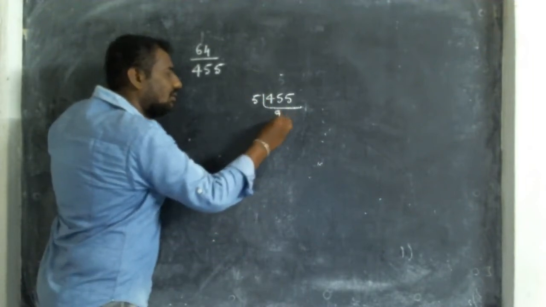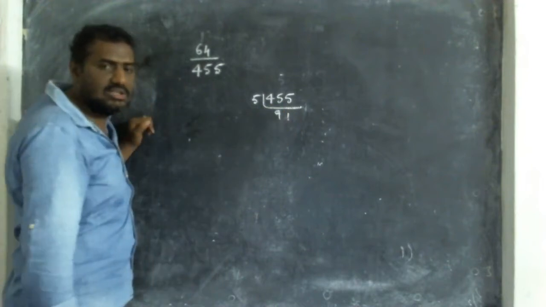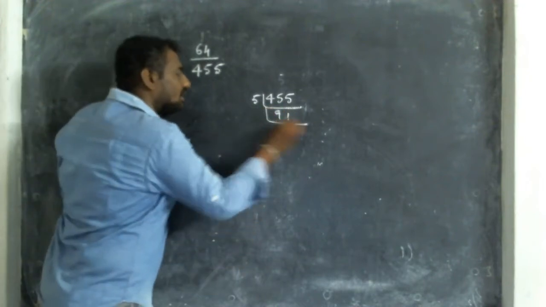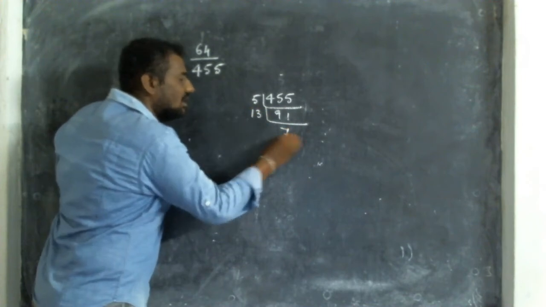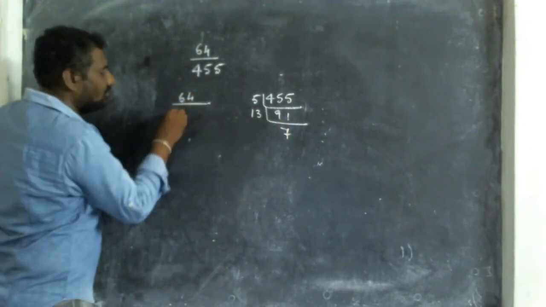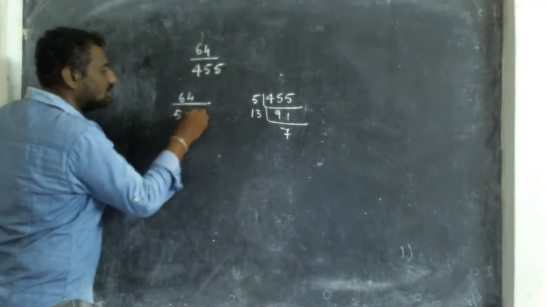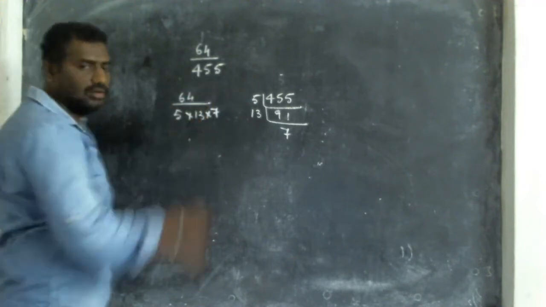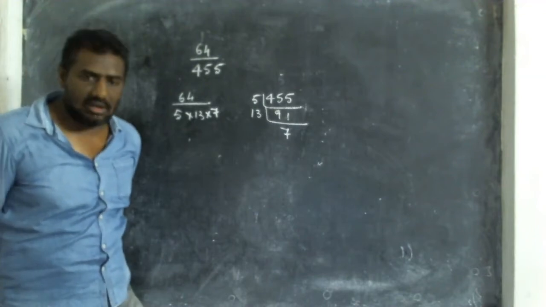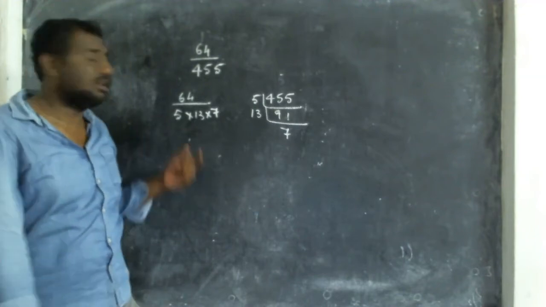5 nines are 45, 91 is not possible in the 2 table or in the 5 table. We go for the 13th table, 13 sevens are 91. So we can write 64 by 455 as 5 into 13 into 7. Now you say whether it is terminating or non-terminating. It is non-terminating. Why non-terminating?